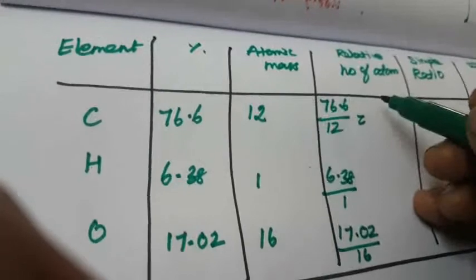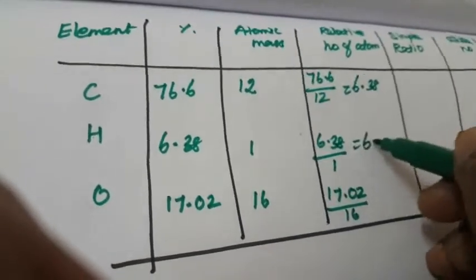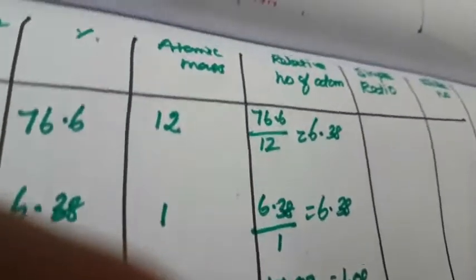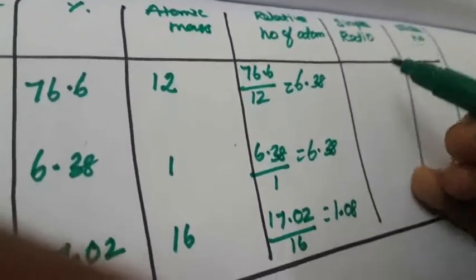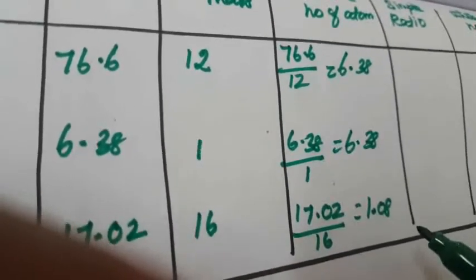Okay, what is that answer? That is simplified, that is 6.38. This is also 6.38. This is 1.06. Next we are going to calculate the simple ratio. So how to calculate? Among these values, which one is the least value? That is 1.06, the least value.